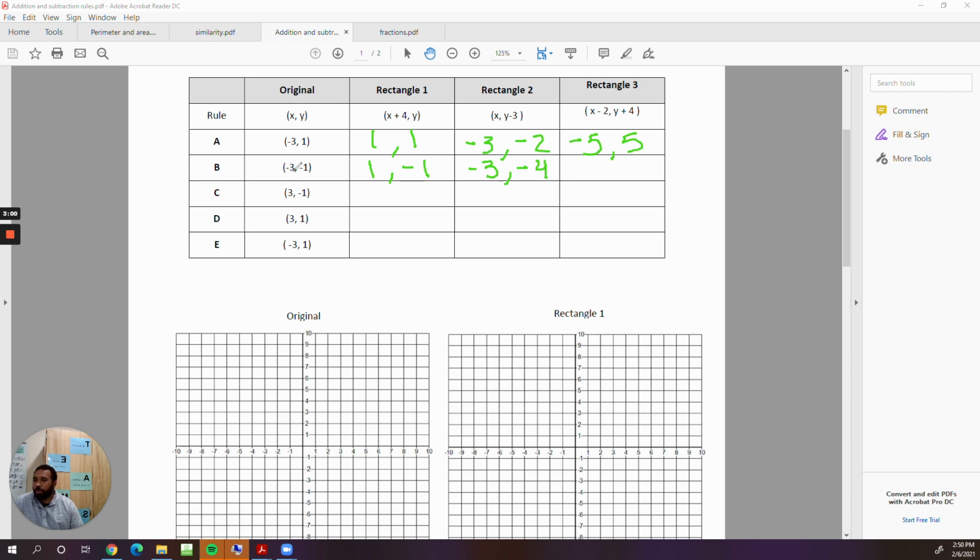We have negative 3 minus 2 is negative 5. Negative 1 plus 4 is 3.